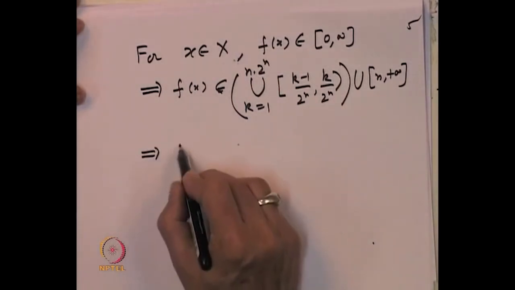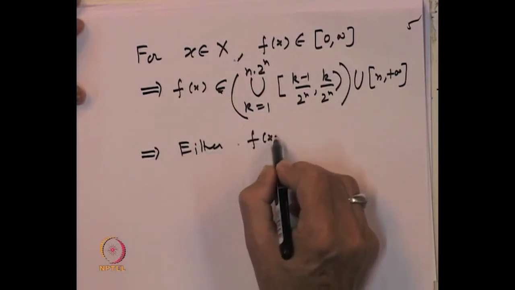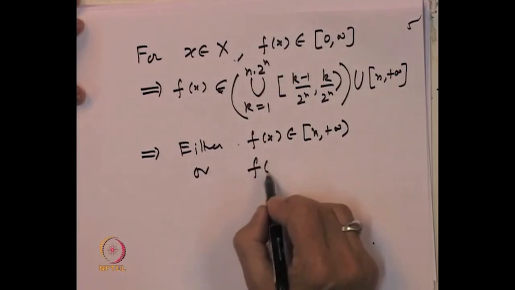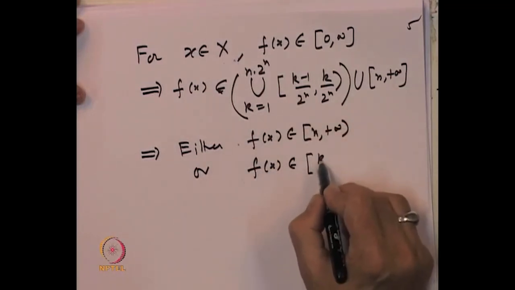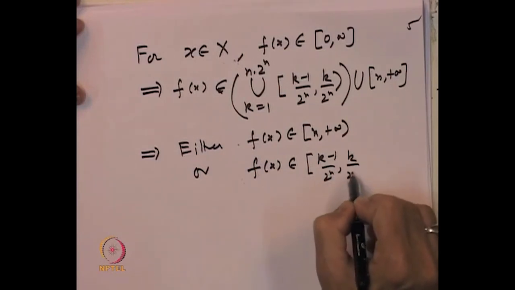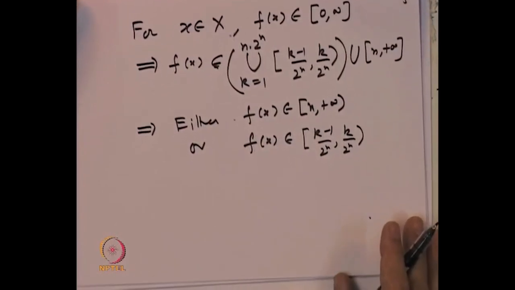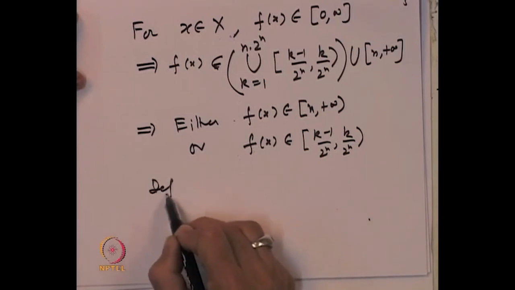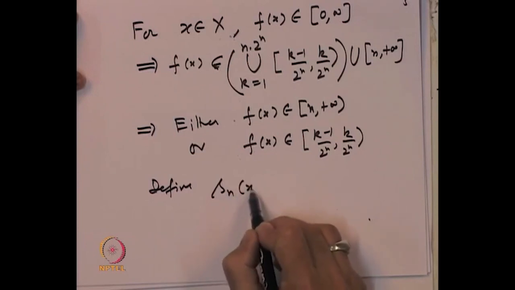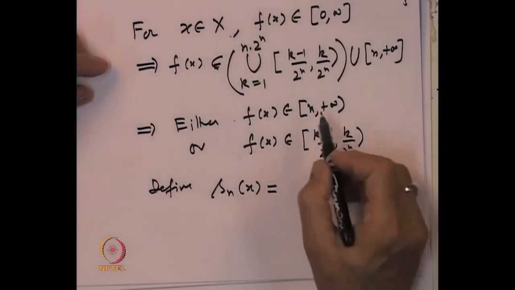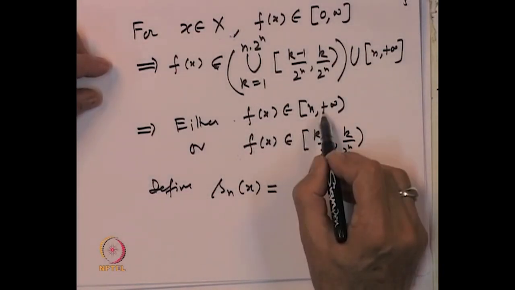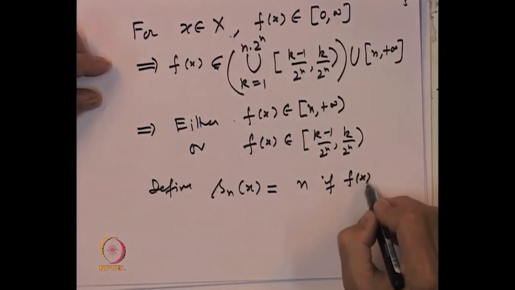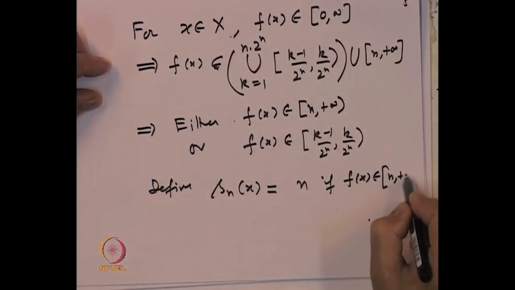So, this implies either f of x belongs to n to plus infinity, or f of x will belong to one of these subintervals, k minus 1 by 2 to the power n to k by 2 to the power n. So, these are the two possibilities. And now, we want to define a function S n. Define S n of x. What should be the value of it? See, if f of x is bigger than n, then let us keep the value to be equal to n, if f of x belongs to n to plus infinity.